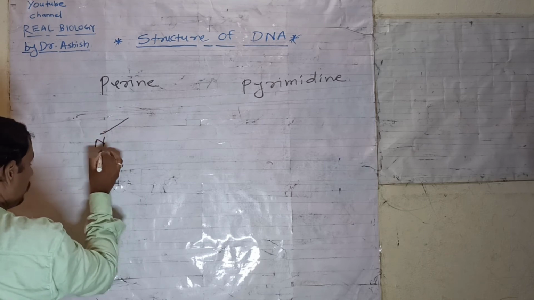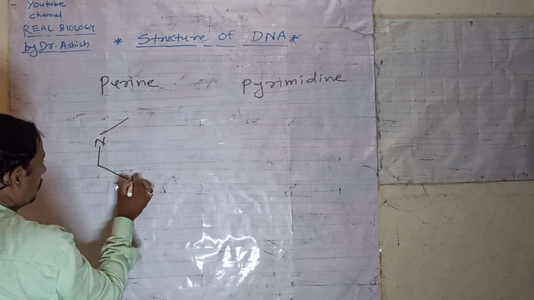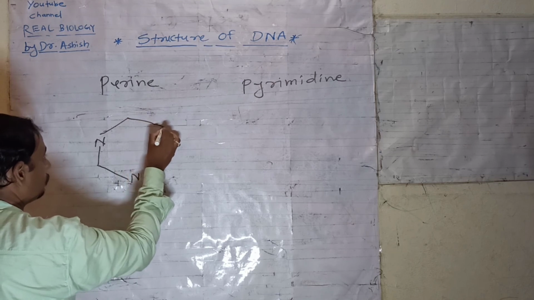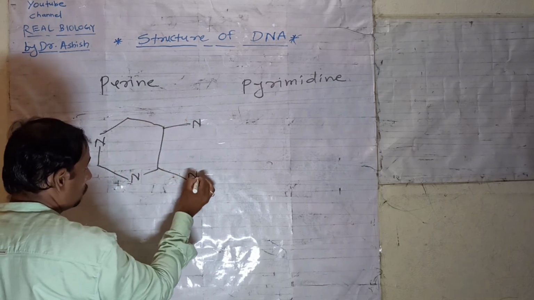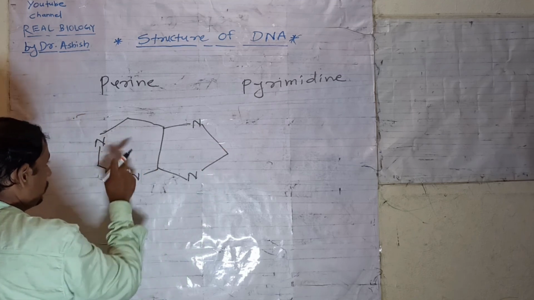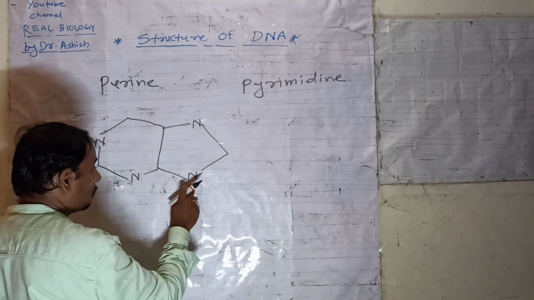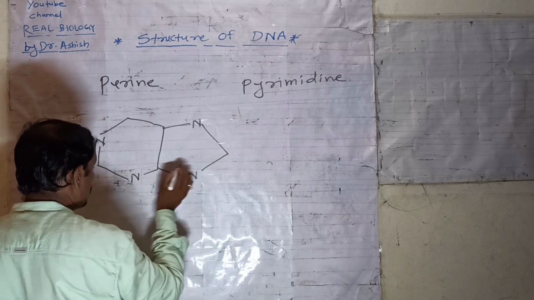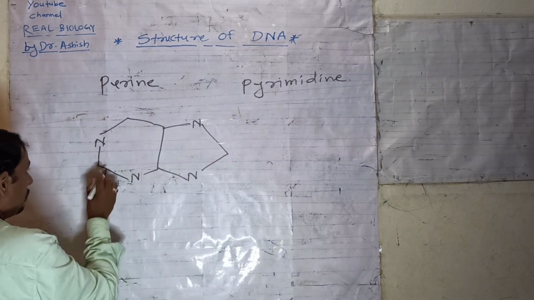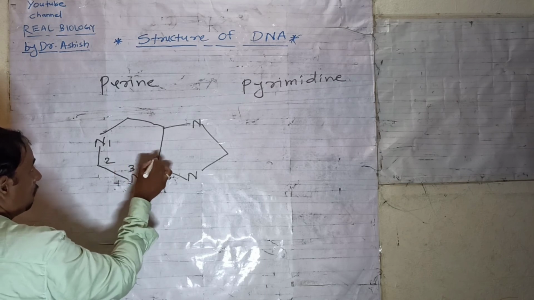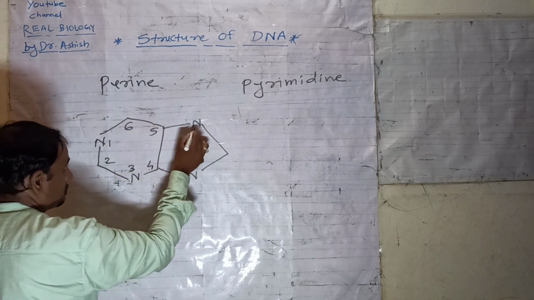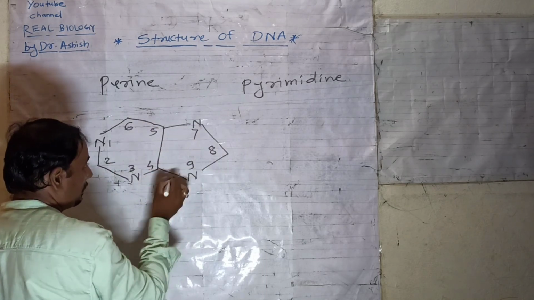It has 4 nitrogens in the ring because it has 2 rings. Ring number 1 contains 2 nitrogens, ring number 2 also contains 2 nitrogens. Let's see how it is numbered. The numbering starts from this nitrogen: 1, 2, 3, 4, 5, 6, then 7, 8 and 9.